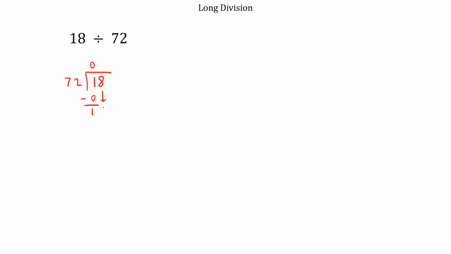I now carry down the 8. How many times can 72 go into 18? The answer is 0 because 72 is greater than 18. So now I went into it 0 times, subtract that, still remainder of 18. Now, because I haven't been able to solve it yet, I'm going to add a decimal right here, and because I added it here, I have to add it here. I'm now going to add a 0 because 18.0 is still the same as 18. I'm now going to carry down the 0.